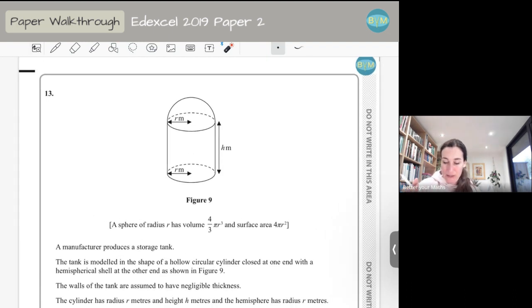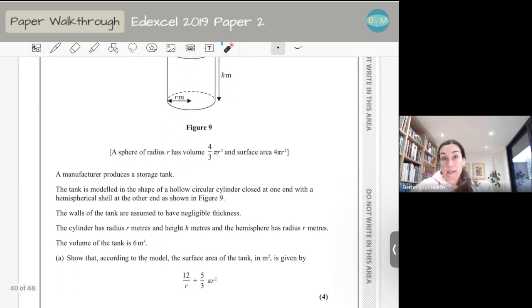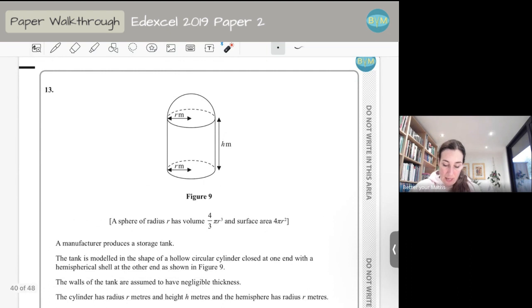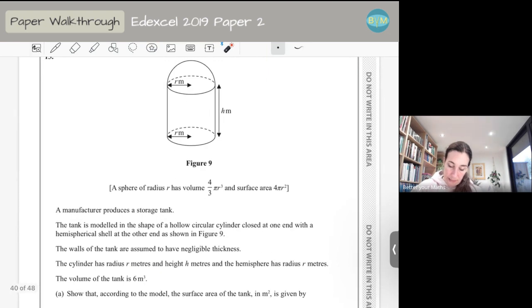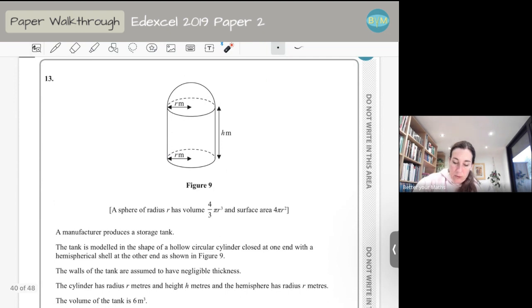A typical question of modeling with differentiation. If the function is a polynomial function, which is the case in most of the questions, it will be a year 12 question. So it shouldn't be too difficult. A manufacturer produces a storage tank. The tank is modeled in the shape of a hollow circular cylinder closed at one end with a hemispherical shell at the other end, shown in figure 9. Yeah, so you have like a lid at the bottom and this hemisphere at the top.